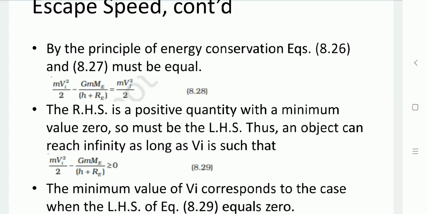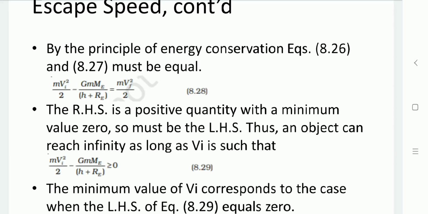Here the RHS is a positive quantity with the minimum value 0. So the LHS must be the same value, and the object can reach infinity with speed Vi. Since the RHS is positive, we can say m Vi squared by 2 minus G m Me upon h plus Re is greater than or equal to 0.